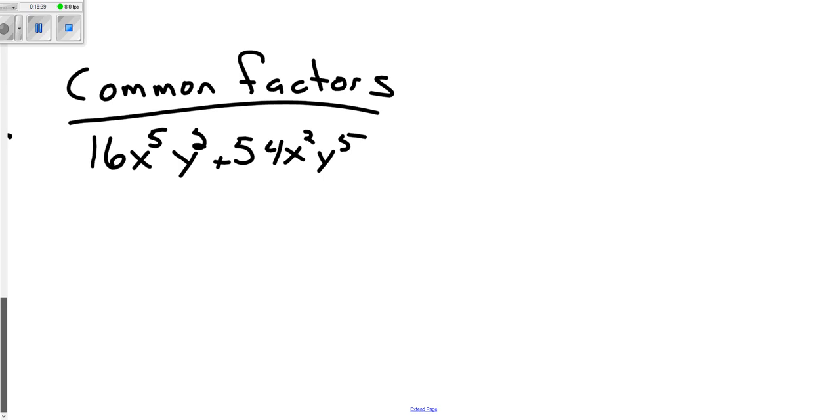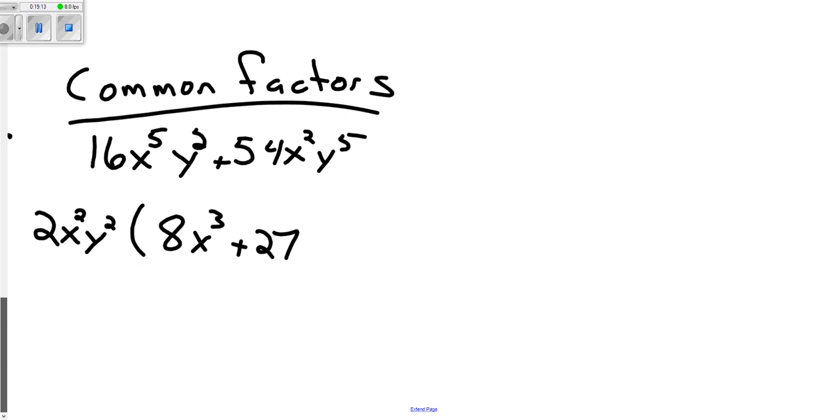Yeah, I can just take a 2 out of everything. Then I can take an x squared out of both and a y squared out of both, right? Now when you're factoring out variables, remember you subtract the exponents, right? 16 divided by 2 is 8. X to the 5th divided by x squared would be x. Good. Y squared divided by y squared. I'm changing that. 54 divided by 2 is 27. X squared divided by x squared is 1. X to the 5th is going to become x. Y to the cube.